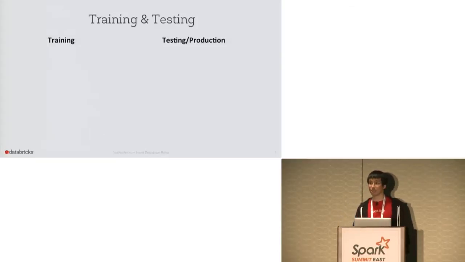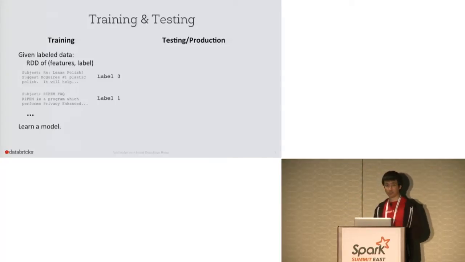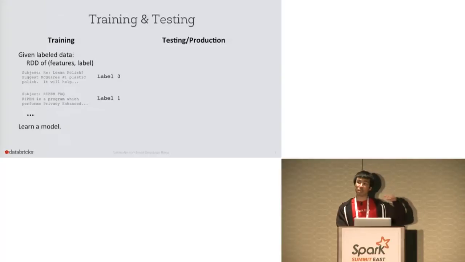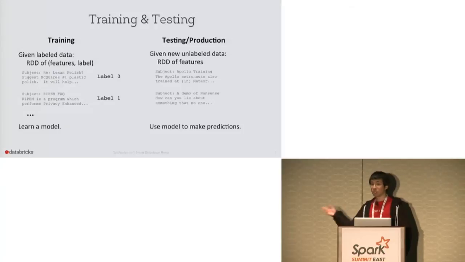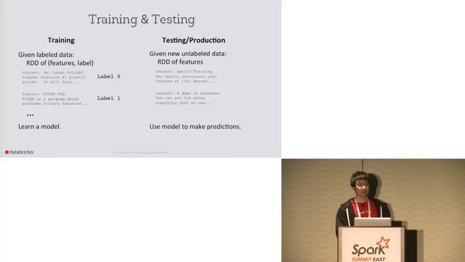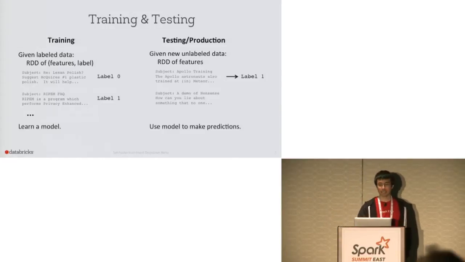Very broadly speaking, there are two components to an ML workflow: training and testing, or production. In training, you're given labeled data for this problem, which will be an RDD of features, the text on the left, and labels on the right. And you have this information for each row or instance in your data set. Then you learn a model, which you can then use in testing or production, where you're given new unlabeled data, which in this case just has the text features. And you'll use that model to make predictions. This first one has the word Apollo and astronaut in it, so it probably is about science, and so on.